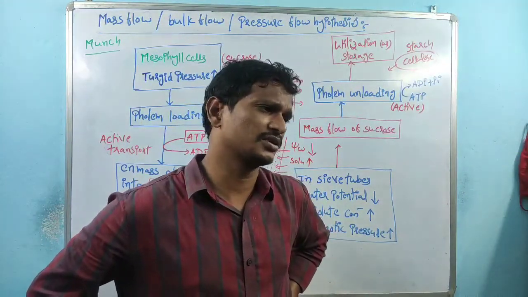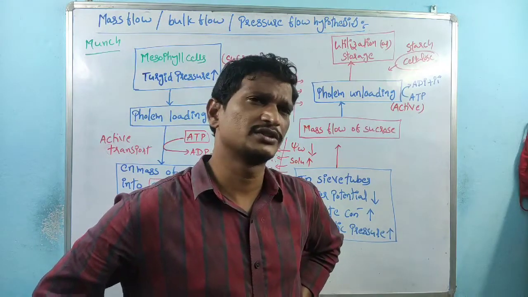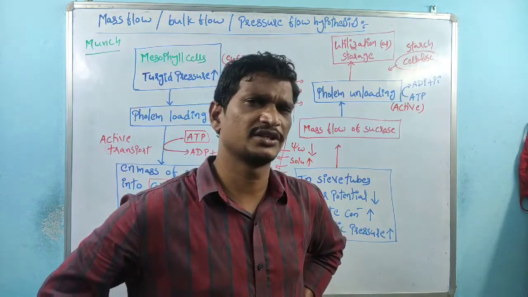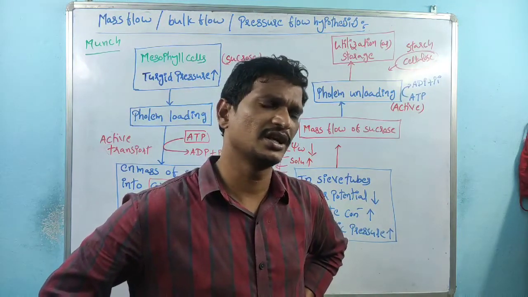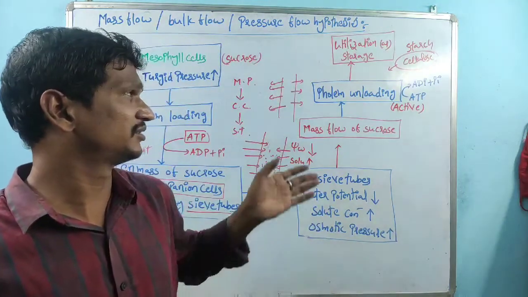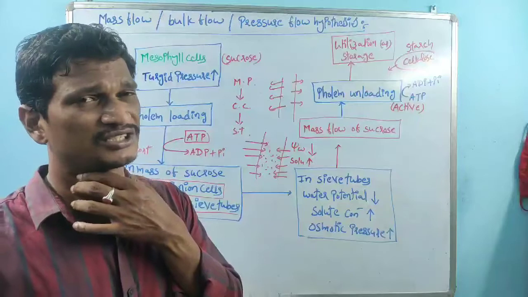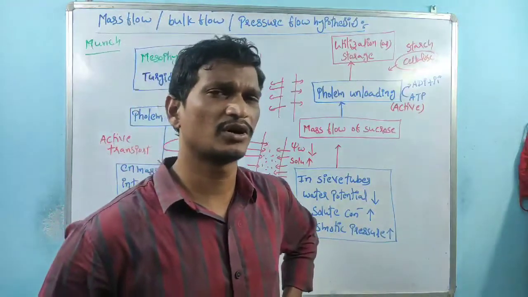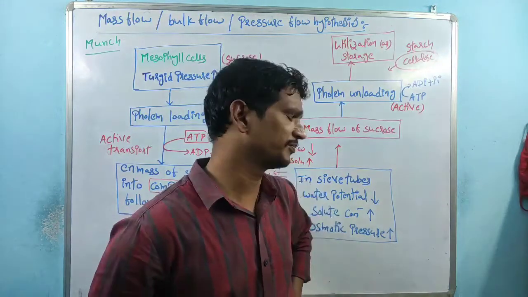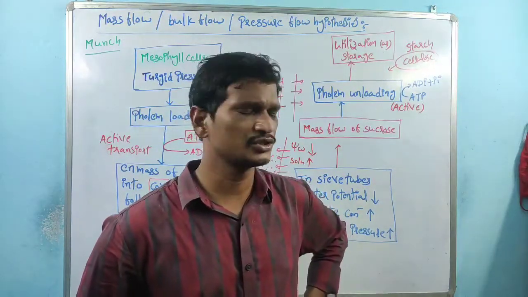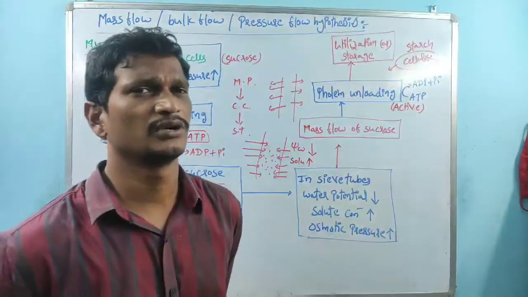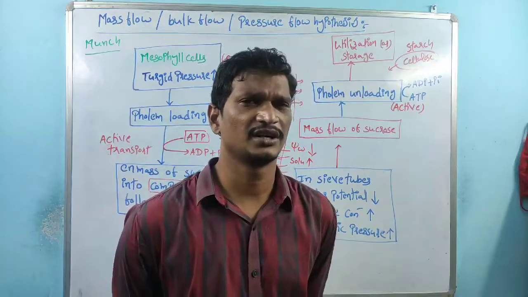This is the last chapter. After this one, genetics is there. Genetics chapter I will teach in the live classes. So this is about the transport in plants that we discussed: in xylem, how water and minerals are transported and absorbed, and in phloem, how carbohydrates are transported. This chapter is completed. Tomorrow onwards, we will discuss genetics in the live classes.